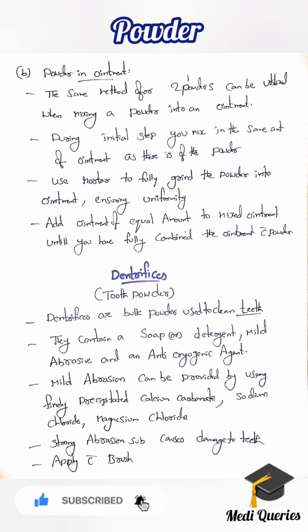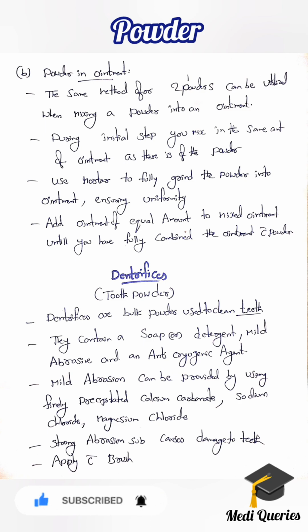And the next method is powder in ointment. The same method for two powders can be utilized when mixing a powder into an ointment. During the initial steps, you mix in the same amount of ointment as there is powder. Use a mortar to fully grind the powder into the ointment, ensuring uniformity. Add ointment in equal amounts to the mixture until you fully combine the ointment with the powder. So this is another method of mixing ointment with powder.